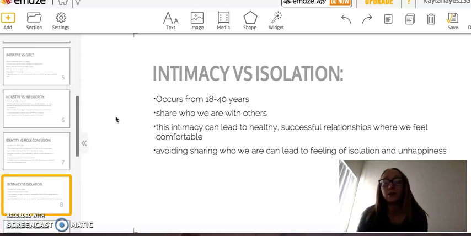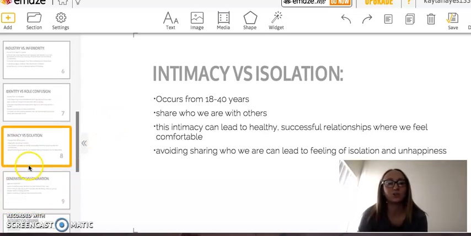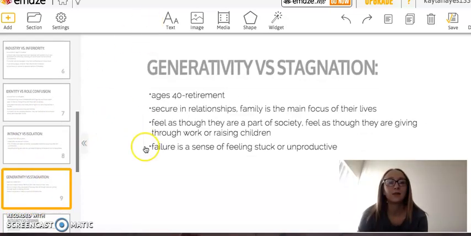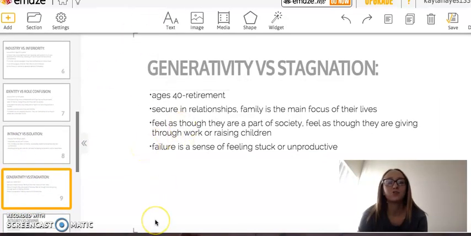But if we avoid sharing who we really are, then we can also start to feel a sense of isolation and unhappiness and loneliness. So that is intimacy versus isolation. And then the seventh stage is generativity versus stagnation. This stage occurs from age 40 to around retirement, so around 65.